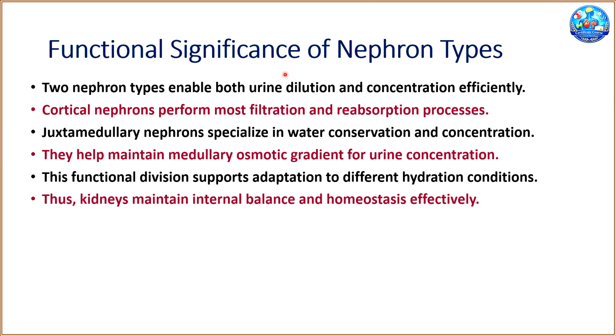Let us understand the functional significance of these two types of nephrons. The presence of these two types of nephrons ensures that the kidney can perform both dilution as well as concentration of urine efficiently. The cortical nephrons form the bulk of filtration and reabsorption processes, while the juxtamedullary nephrons are specialized in water conservation and concentration of the urine. Both of these help to maintain the medullary osmotic gradient and urine concentration.